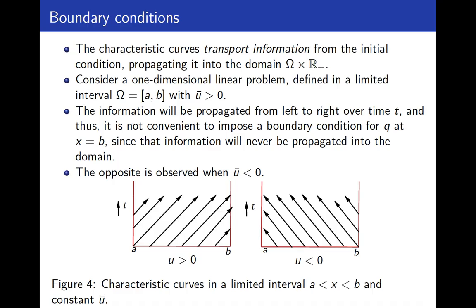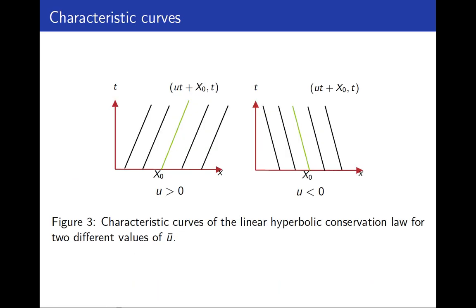Another important thing is that the characteristic curves transport information from the initial condition. So as I was saying, if we impose some x0 here, the Q values are going to be propagated from here to here when u bar is positive. When u bar is negative, the information that comes with Q is going to be propagated from right to left.